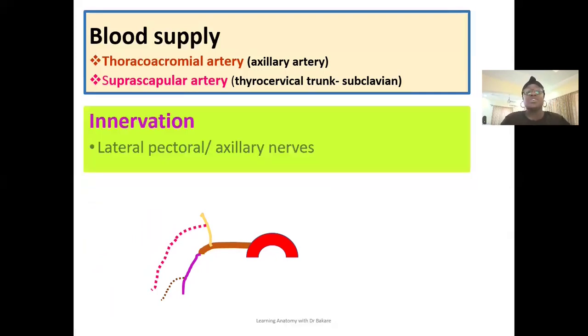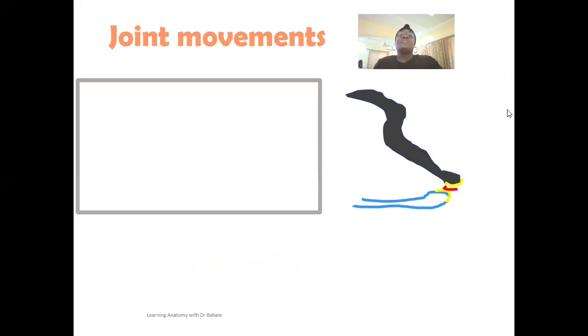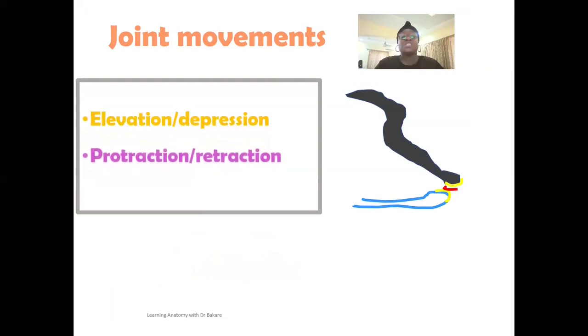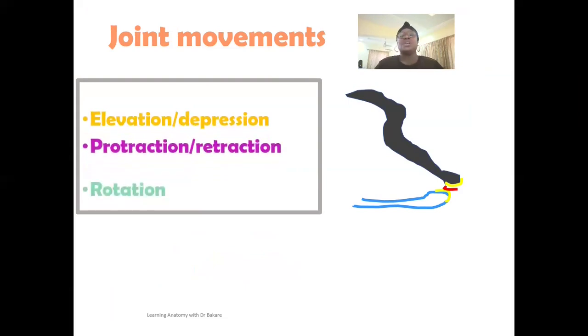While the innervation of this joint is by the lateral pectoral nerve and also the axillary nerve. These two nerves are emergences from the brachial plexus, and they innervate the acromioclavicular joint. The acromioclavicular joint exerts a multi-axial type of movement. So it is able to exert movement in multiple directions. We see it exerting elevation and depression, protraction and retraction, and also rotation.